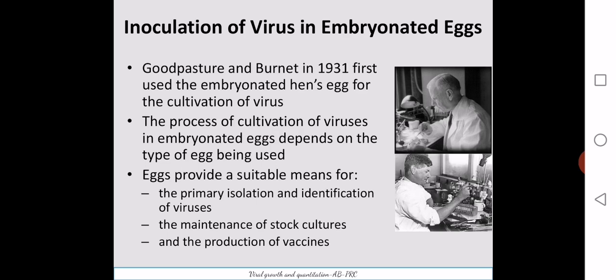So now we are moving into the third method of animal viral cultivation, that is inoculation of the virus into an embryonated egg. It's a comparatively cheaper and easy method, and a widely used method for cultivation of virus. It's suitable for isolation, identification, and other purposes like vaccine production.